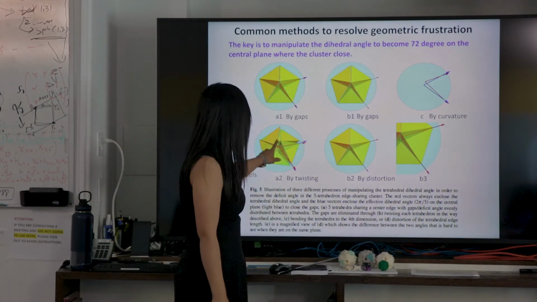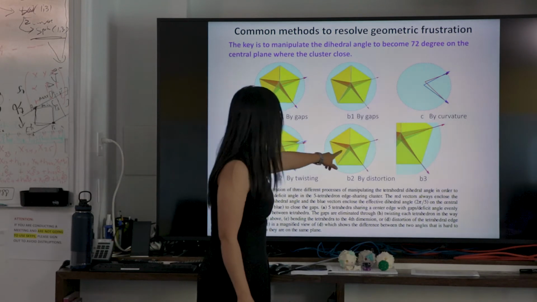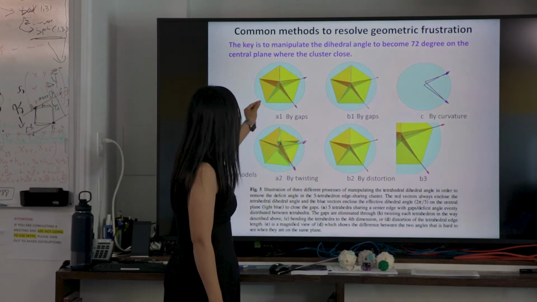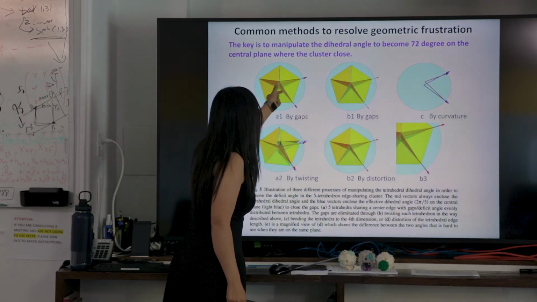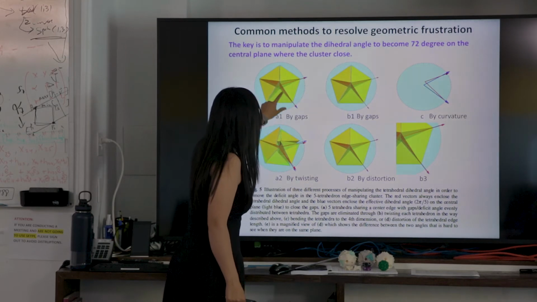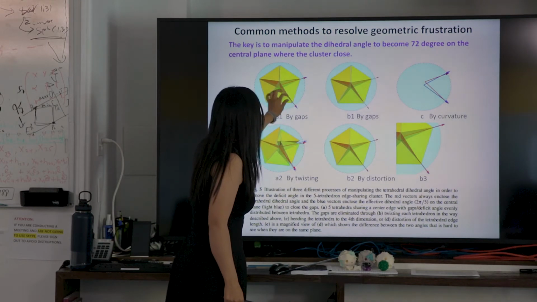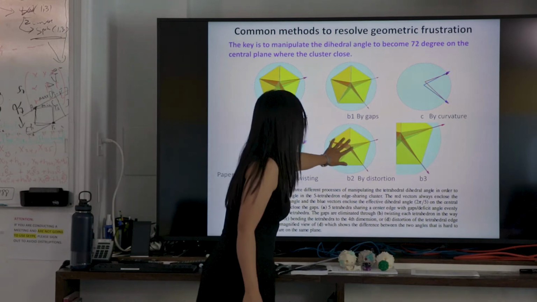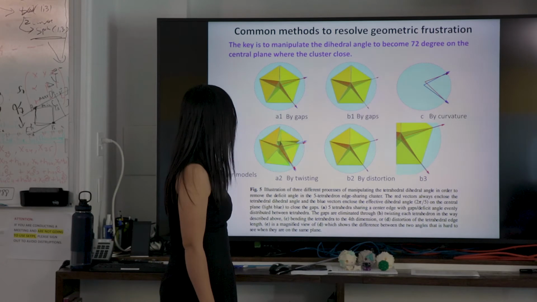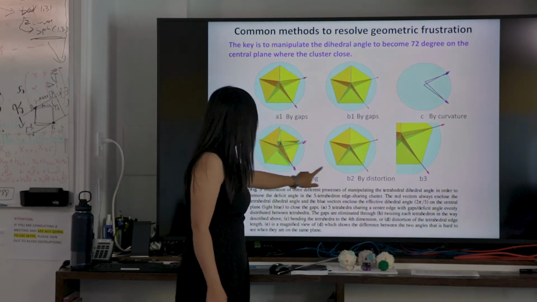So that's one way of encoding the information. Another way is by distortion. Literally, we just shorten these edges, these top and bottom edges, and then make them close here. So this is what we achieved here. And these tetrahedra are no longer regular. This is the first way, second way, third way.